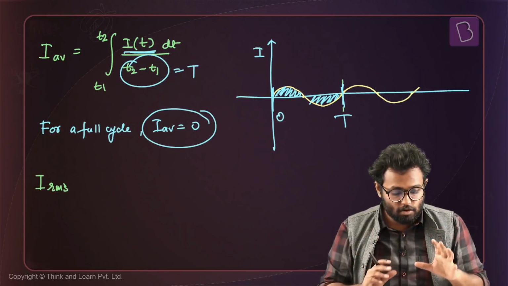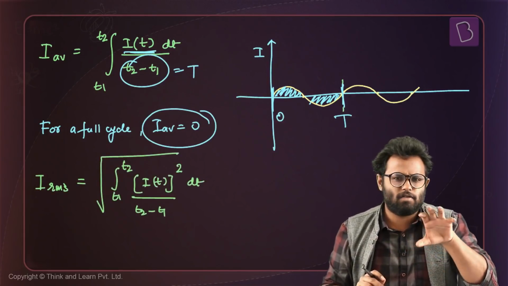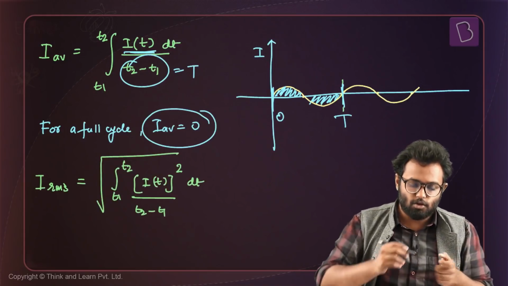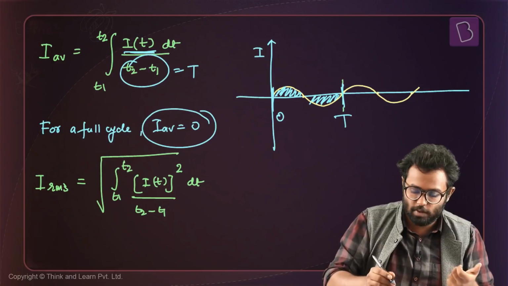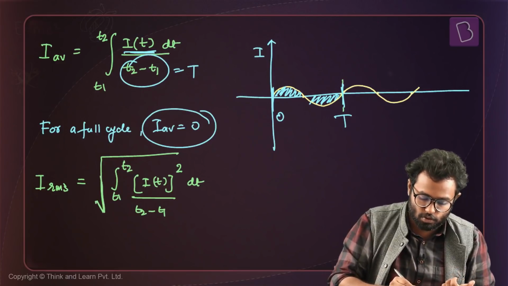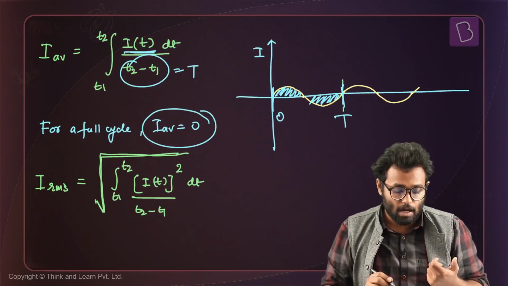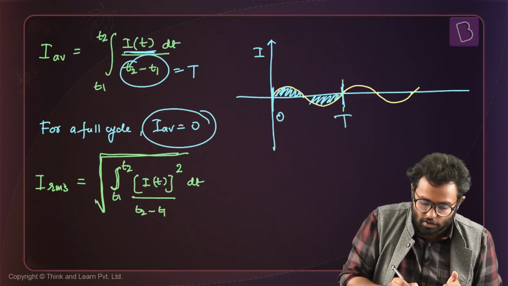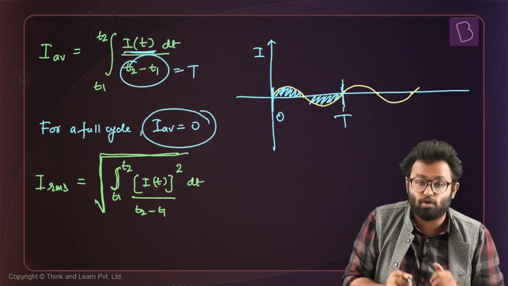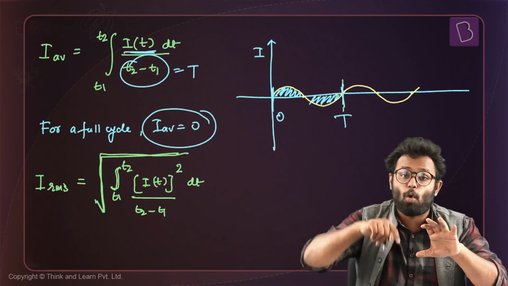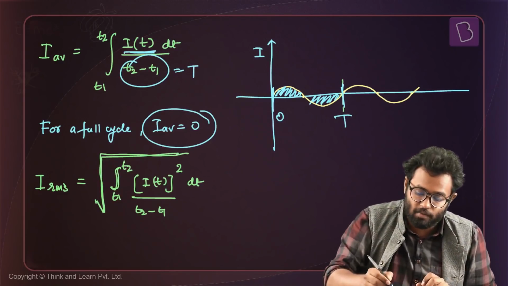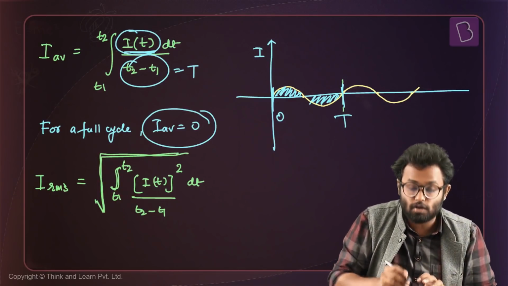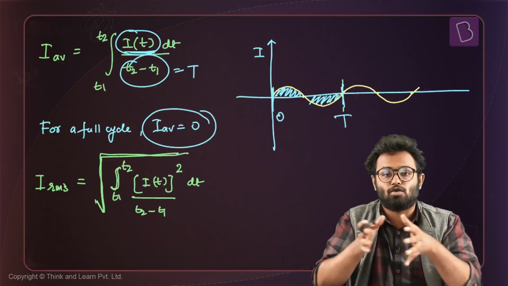Now RMS current is called root mean square current. What does that mean? It means that you take the root of something. That's why the word root comes first. So this is the root of the mean of the square. So you take the mean, that is integration from T1 to T2 divided by T2 minus T1, of the square of the current. While finding the average, you are finding the mean of just the current. Now you're finding the mean of the square of the current. So this is the root mean square current.